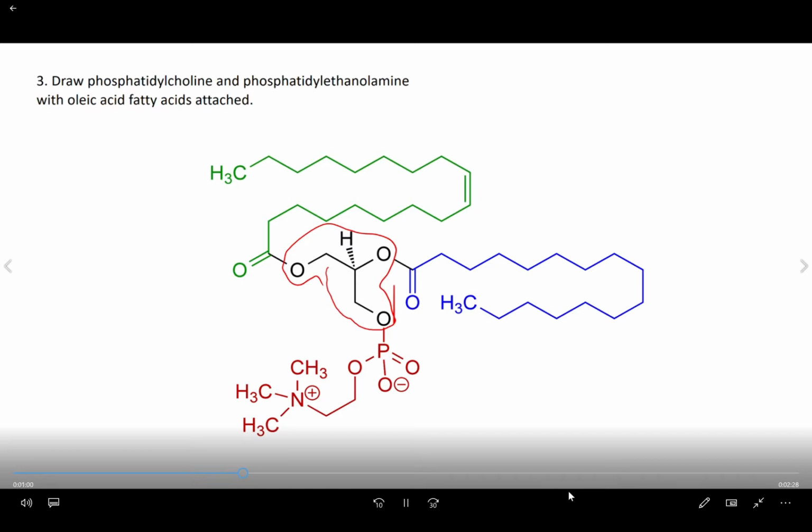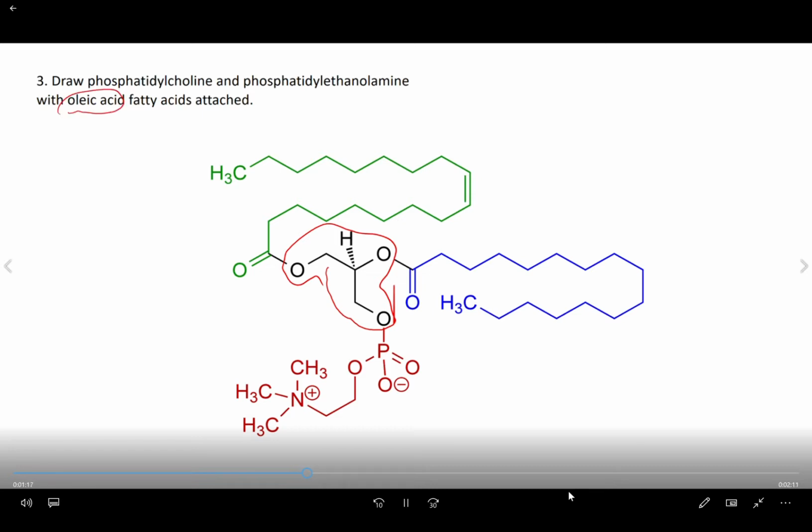Now, 2 of these adjacent alcohols are going to be bound to fatty acids. The green fatty acid, as we're going to see here, is oleic acid correctly attached. The blue one is not oleic acid. I believe it is palmitic acid, if I recall correctly.